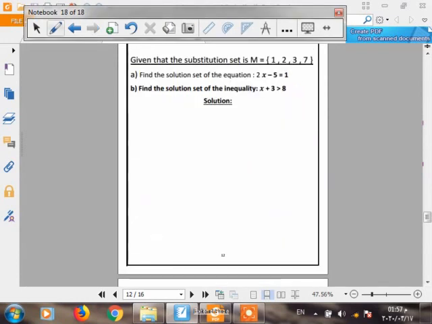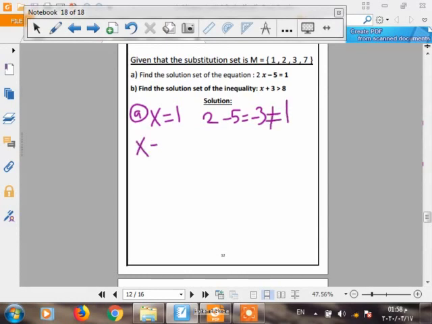Given that the substitution set is 1, 2, 3, 7, find the solution set of the equation 2x minus 5 equals 1. I solve it first. If x equals 1, 2 times 1 equals 2. 2 minus 5 equals negative 3. Negative 3 does not equal 1. If x equals 2, 2 times 2 equals 4. 4 minus 5 equals negative 1. It's not equal to 1. It cannot be in the solution set.